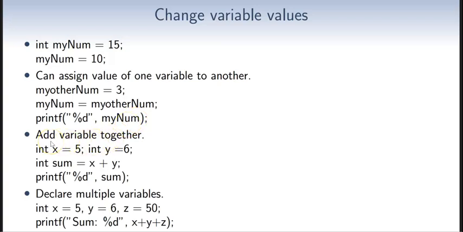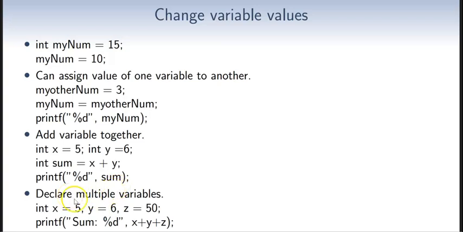So next one is adding variables together. We are adding the variables together. See, int x is equal to 5, int y is equal to 6, int sum is equal to x plus y. Here we have assigned the values to the variables. Here we just assigned the addition of these two variables to another variable named sum. So what would be the output for this variable? We will be getting 11 as the output, just the sum of these two variables.